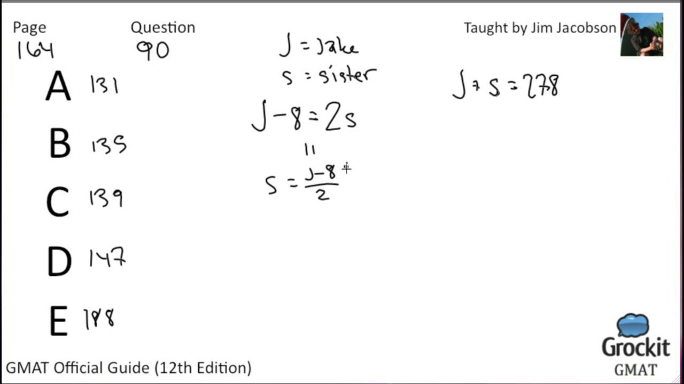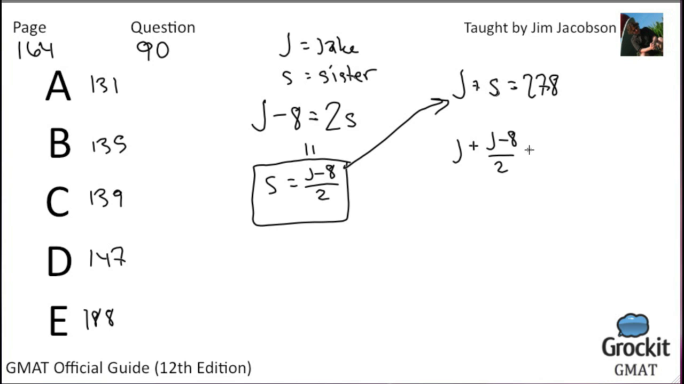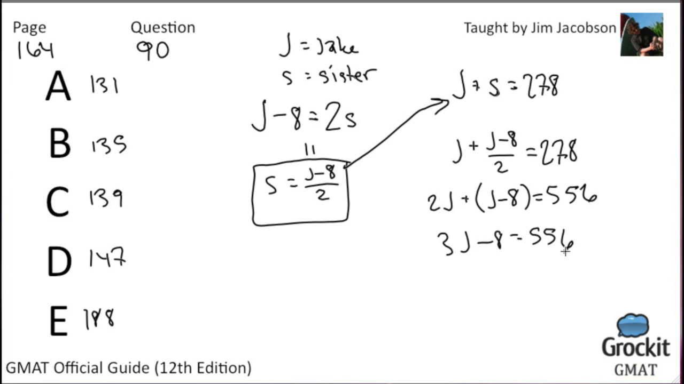We can now substitute this value for S into our other equation of J plus S equals 278. So that means J plus J minus 8 over 2 equals 278. Now to get rid of this fraction, the J minus 8 over 2, we multiply both sides of the equation times 2, so we get 2J plus the quantity J minus 8 equals 556. So that's 3J minus 8 equals 556. So add 8 to both sides, so we get 3J equals 564. And then we just divide both sides by 3. And 564, as it turns out, divided by 3 equals 188.